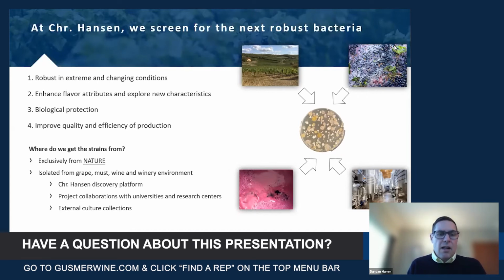And then lastly, obviously improving quality and efficiency of production is important for us as a company. Christian Hansen is the largest producer of lactic acid bacteria in the world, and we have a huge production and technological platform that works across multiple industries. And us in wine, we're able to piggyback on that to make bacteria even more efficiently and even better adapted to winemaking conditions.